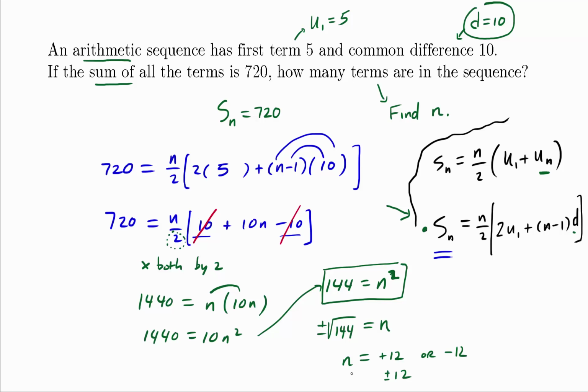Now, algebraically, this may make sense, but we have to always revisit the question and see if it's reasonable. The question is how many terms are in the sequence. And so, can you really have a negative number of terms? And the answer is no. So these are the two possible answers, so we're definitely going to confirm that yes, there could be 12 different numbers. However, you can't have negative 12 terms.